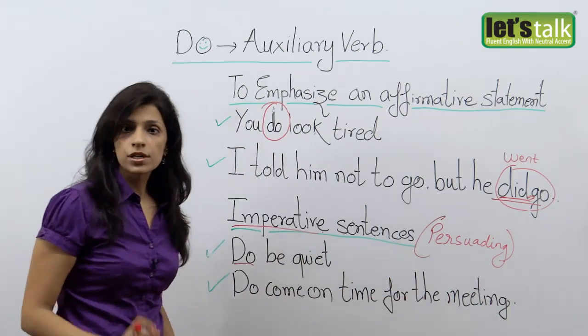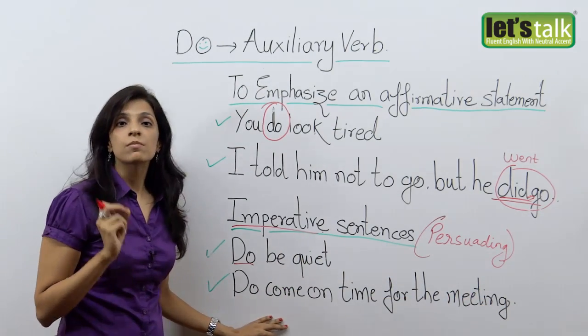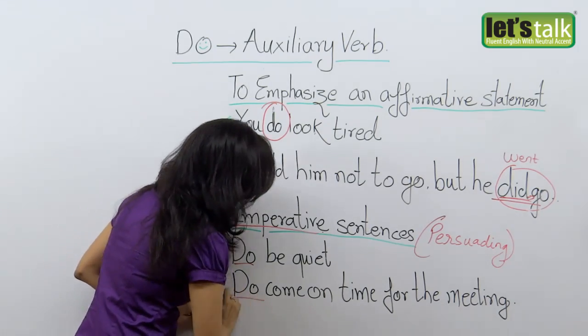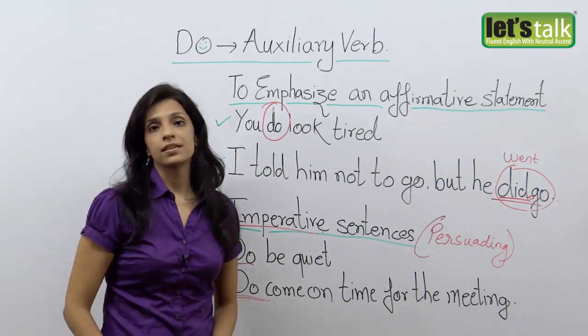In my next example, do come on time for the meeting. Well, I can even say come on time for the meeting tomorrow, but when I'm emphasizing, I'm persuading or convincing, I say do come on time for the meeting.